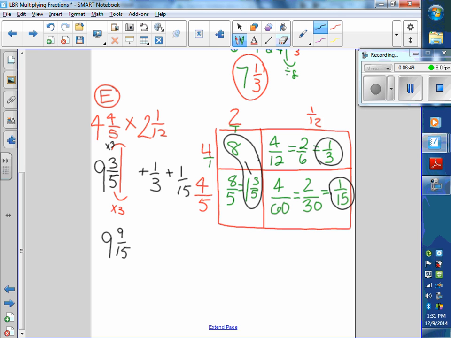Here I have to times by 5, right? So I say plus 5/15. And this is already 1/15. So what's 9 and 5? 14. Plus another 1. 15. So it's 10.